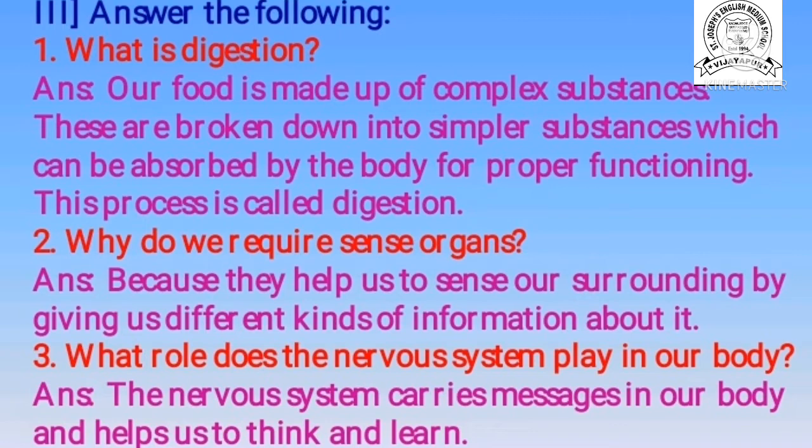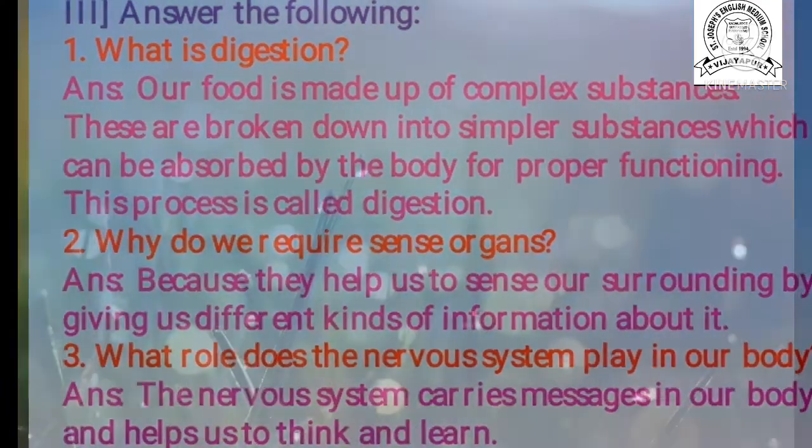Now, suppose I pronounce one incorrect word. At that time, when you listen, you can recognize at the same time that our teacher said the wrong spelling. How can it happen? Because of the nervous system. Now the next question is the fourth one.